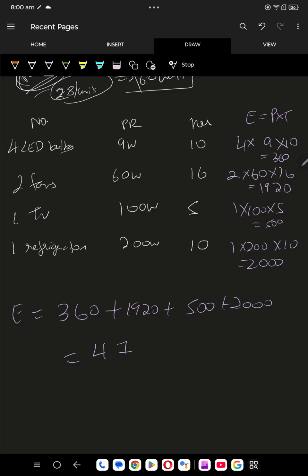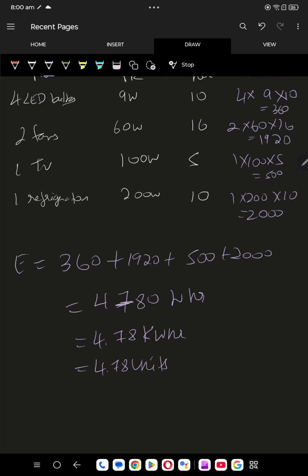For now, I'll do with what I've gotten. If there's any mistake, just let me know. 360 plus 1920 plus 500 plus 2000. We are getting 4780, and this is in watt hour. We want kilowatt hour, which is going to be 4.78 kilowatt hour. That means 4.78 units. This is per day.